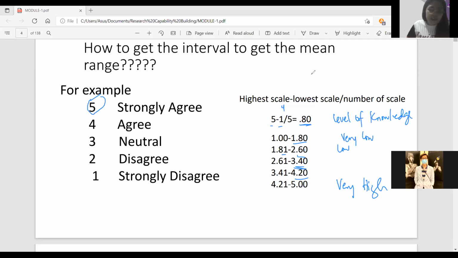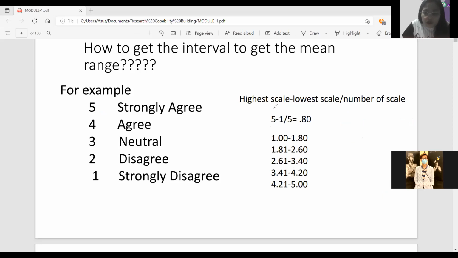So this will change depending on your questionnaire. So for example, you use 4 only. You removed neutral, so you only have 1, 2, 3, and 4. So 4 minus 1 divided by 4. That will be your interval.